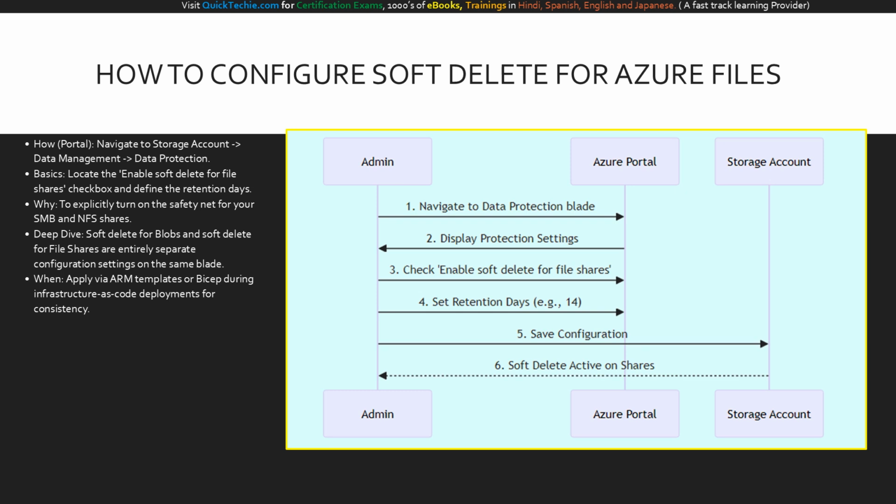When deploying at scale, always embed this setting into your ARM or Bicep templates. Let's walk through the configuration sequence. The administrator starts by navigating to the Data Protection blade in the portal. The portal displays the various settings available. The admin explicitly checks the box specifically for file shares and inputs a custom retention period, like 14 days. Finally, the admin saves the configuration, pushing the update to the storage account, which confirms that soft delete is now actively protecting the file shares.